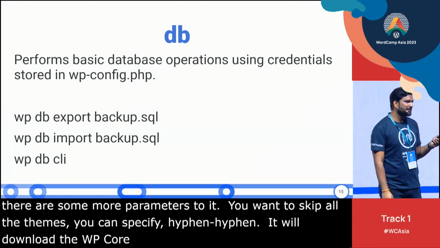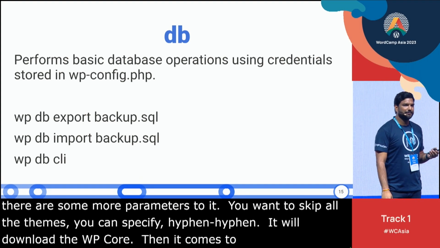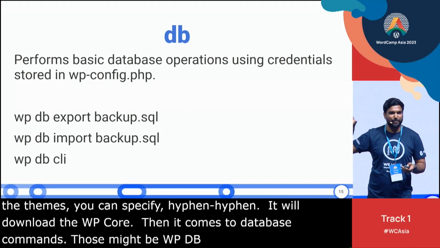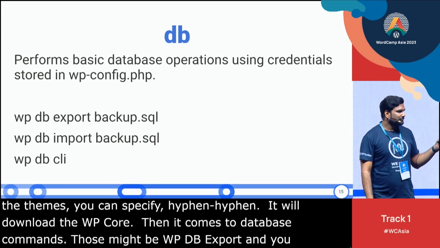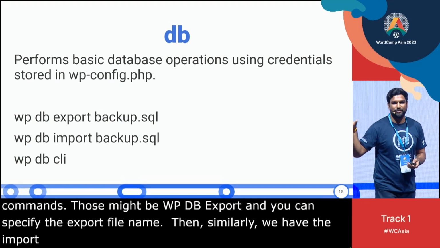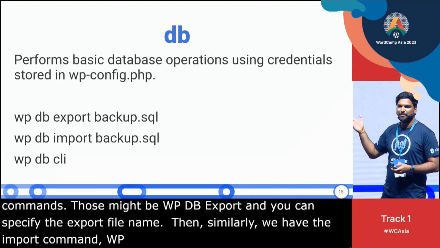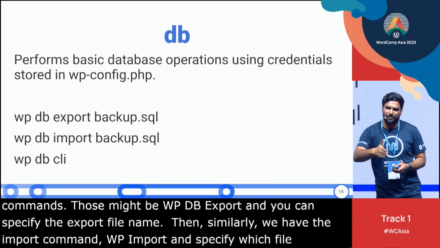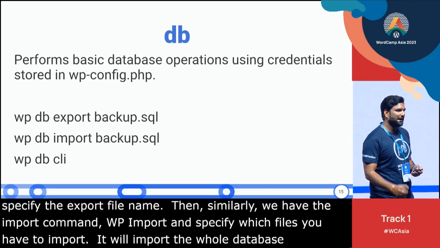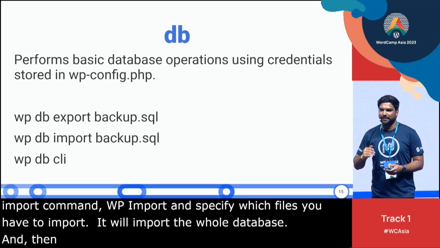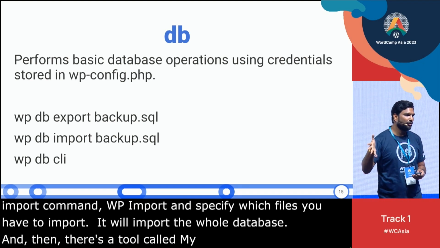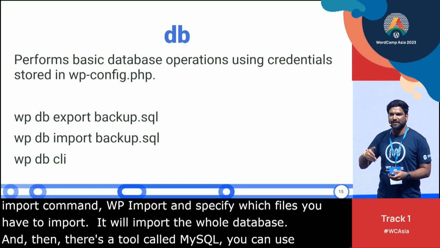Then it comes to database commands. Those might be WP db export, like I said, and you can specify the export file name. Then similarly, we have the import command, WP db import, and specify which file you have to import. So that's WP db import and the file name. So it will just import the whole database. And then there's a tool called MySQL, right? So if you want to run any MySQL commands directly from WP-CLI, you can use WP db cli. It will open the MySQL console, and you can run the actual MySQL commands over there.